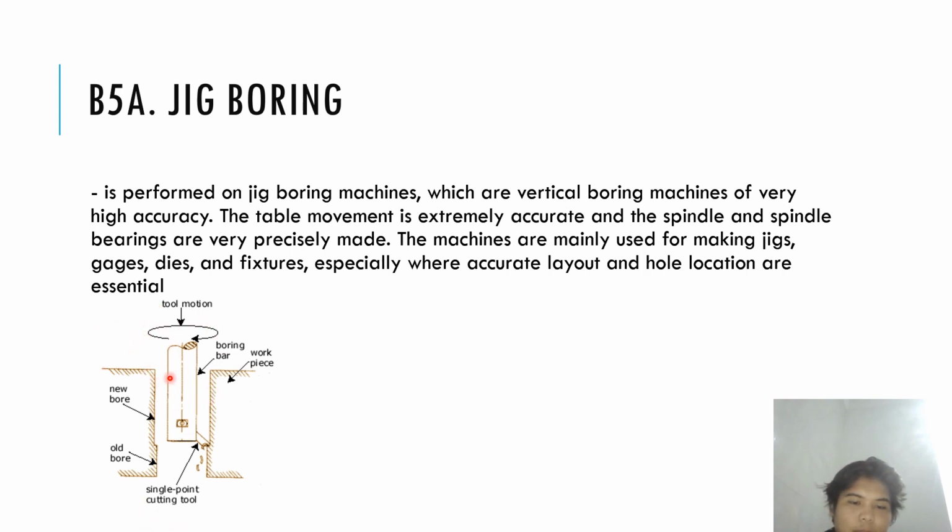This is the work part. This is the work part as well. And the jig boring tool is like a knife, cutting while moving rotary, so it moves like this. That's all. That's the jig boring.